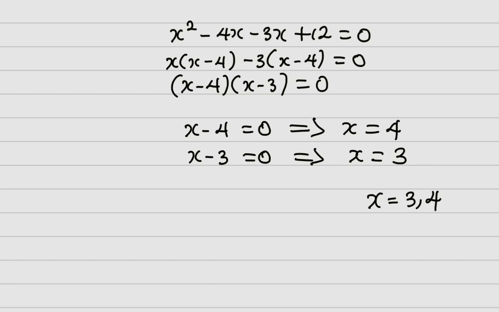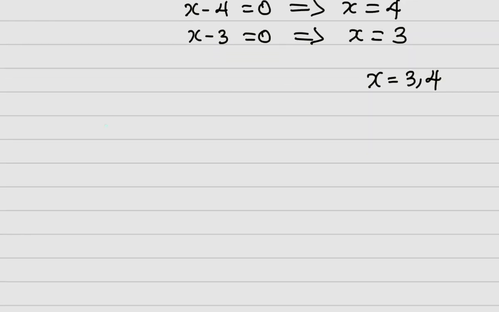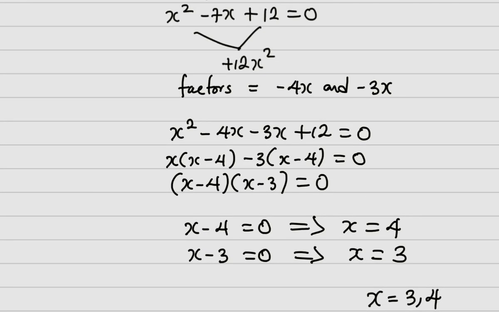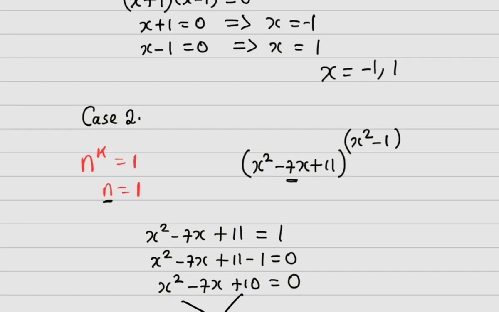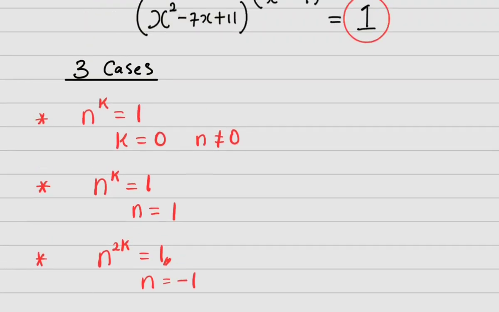Okay, now we've exhausted the three cases. So finally, I have 6 answers. The values of x will be either minus 1, or 1, we have 2, we have 3, we have 4, and 5. So these are the possible values of x from the three conditions that will actually give us 1 when substituted in this expression.